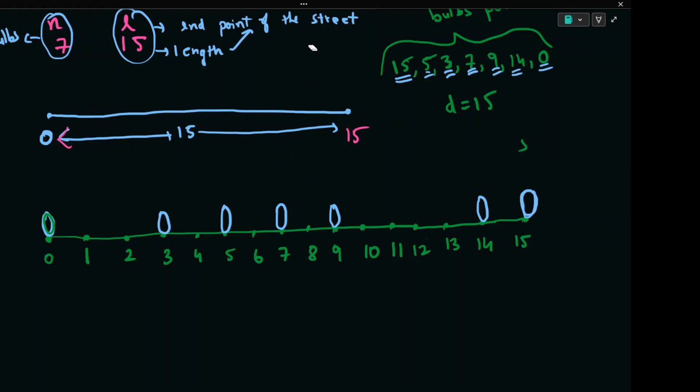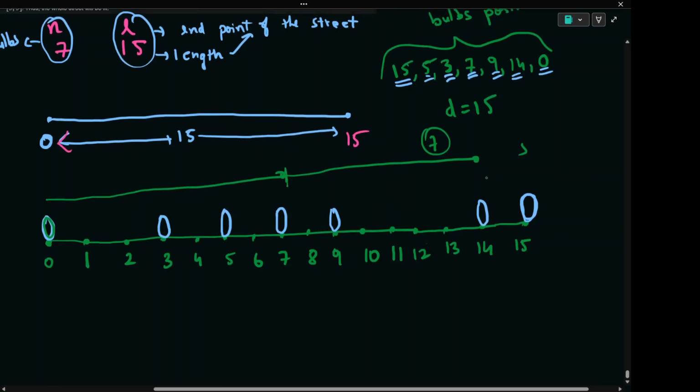I can also say that if D is 7.5 or let's say D is 7, this will cover from here to here. It will light the street. And from 7, it will light till 14. This is the next part. And from 14, it will also light till some point, which is 21, but also it will light 15.